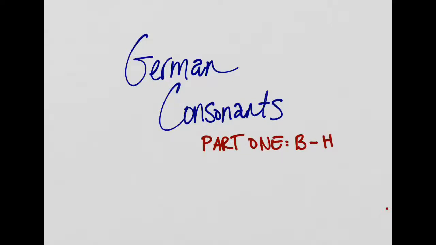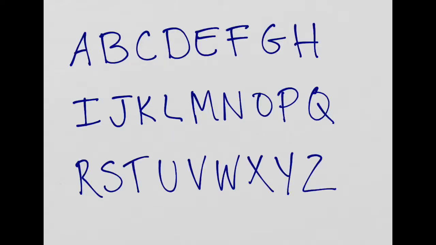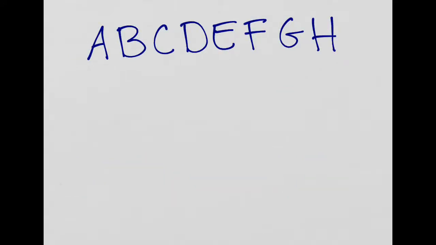Okay everyone, in this video we're going to start to take a look at the German consonants, starting with the letters B through H. If we look at the alphabet, which is the same for German as it is for English, what we're going to do is group these and go through systematically. So we'll start with this group. This line will be part 1, this will be part 2, and part 3, and you can reference them in 3 separate videos.